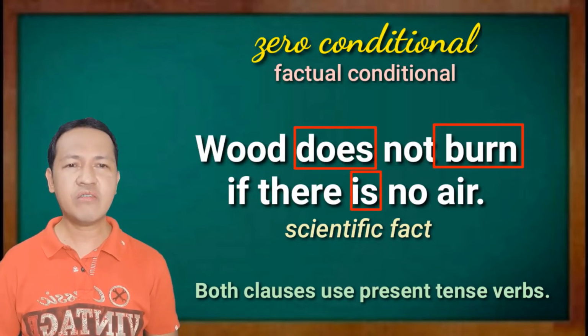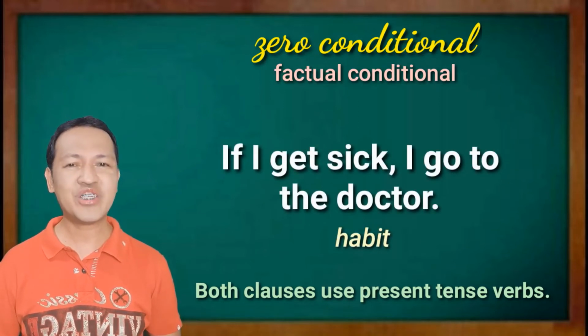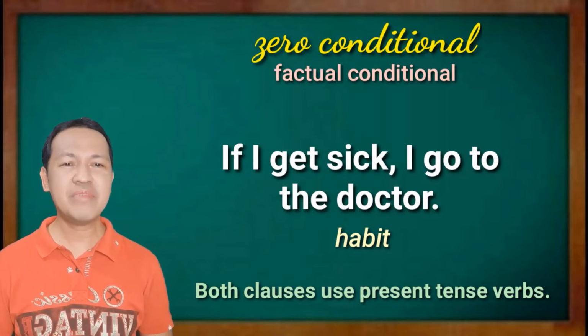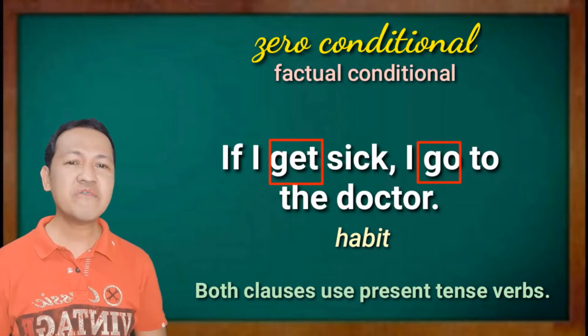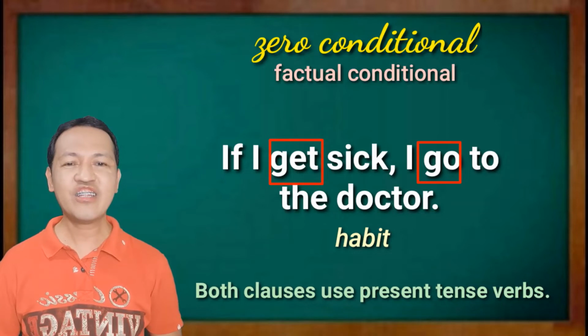Zero conditional is also used to talk about habit, or things that we always do in certain situations or conditions. If I get sick, I go to the doctor. This becomes a habit because this is what I do every time I get sick. Again, notice the verbs in the if clause and the main clause, get and go are both present tense verbs.